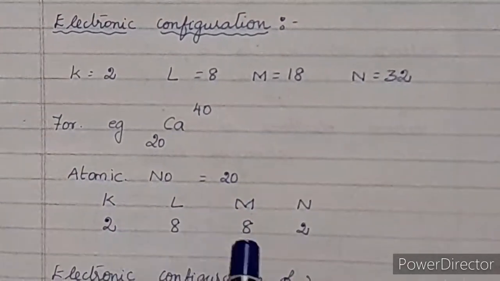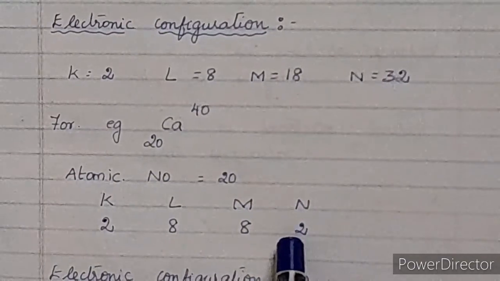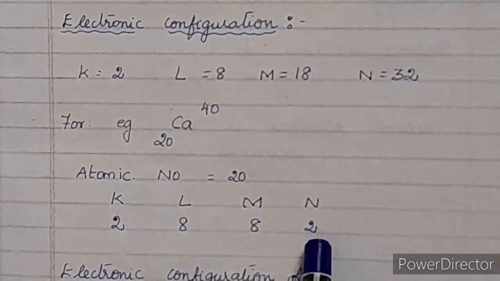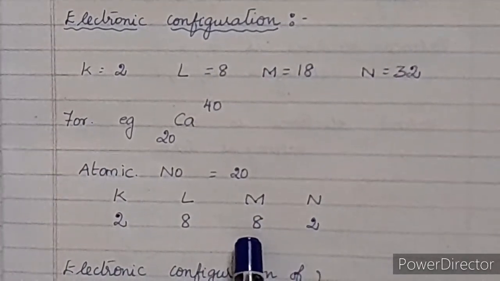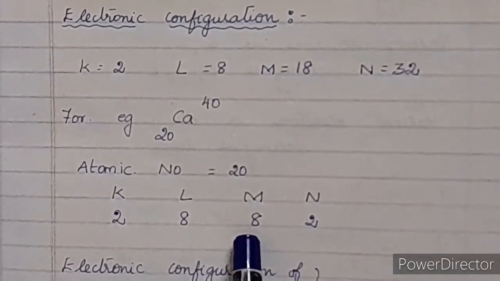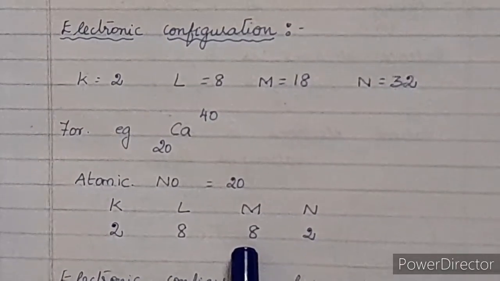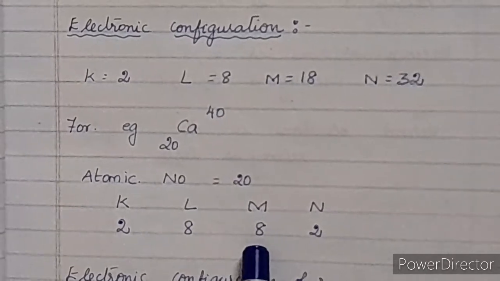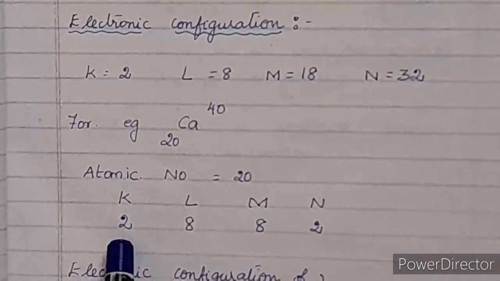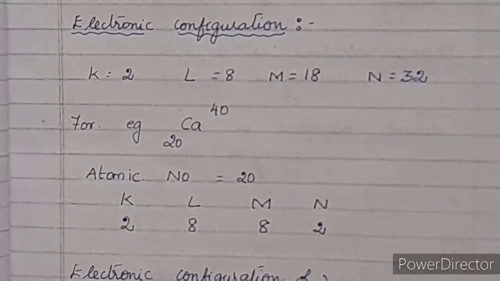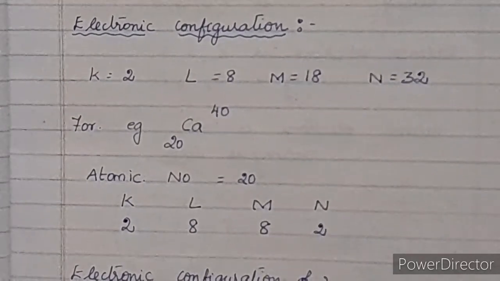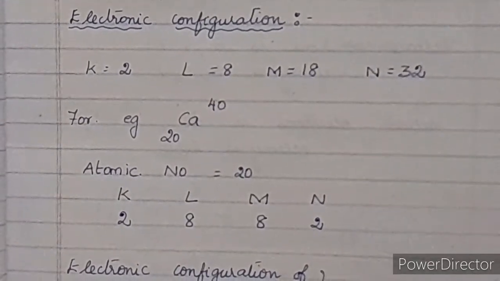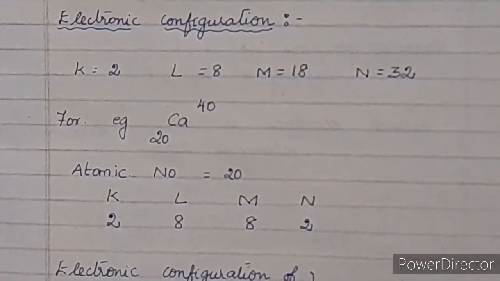So here, though the M and the N shell can occupy 18 electrons and 32 electrons respectively, the maximum electrons that can be accommodated by the outer shell is 8. So here you cannot fill as 10. Here it should be 8 electrons. So how will you write the electronic configuration? The electronic configuration of calcium is 2, 8, 8, 2. So this is how you write the electronic configuration.